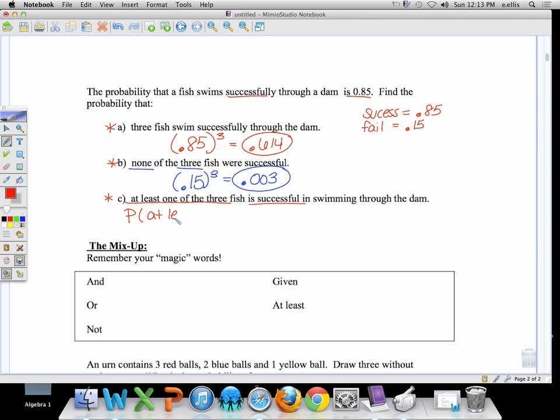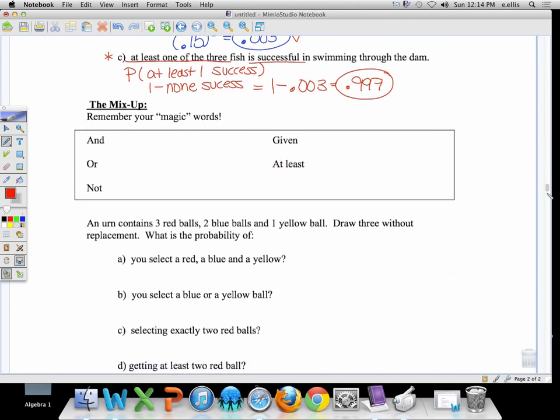It's all about changing your wording again. Remember, probability at least 1 is successful, we're going to change that into 1 minus none of them are successful. That extra detail gives you more understanding. If none of them are successful, that means they are all failing, which we again found in part B. So 1 minus 0.003 is 0.997. So at least 1 becomes 1 minus none. There's a lot of transitioning the wording until you can get it set up in the correct way.